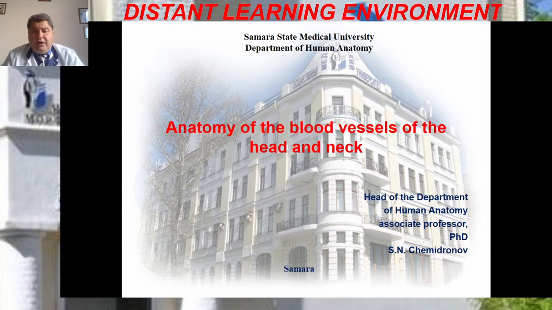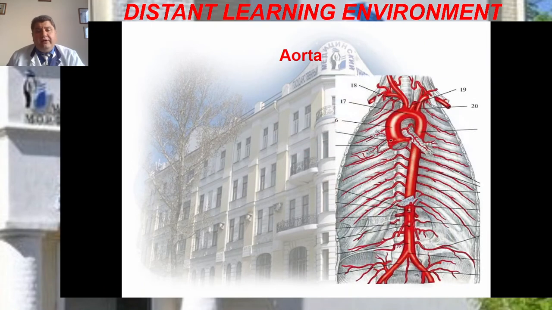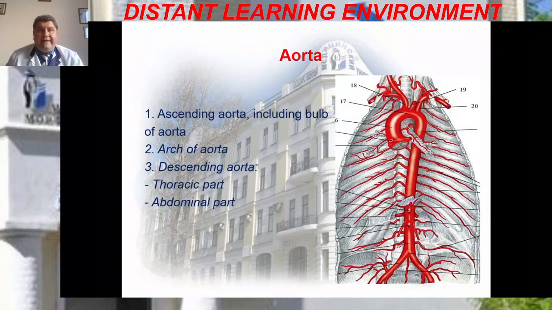Today we'll talk about anatomy of blood vessels in head and neck. First we will talk about arteries, and next we will talk about veins of head and neck. So let's start our lecture. And first I want to tell you about the biggest vessel, biggest artery in our body. It's called aorta.